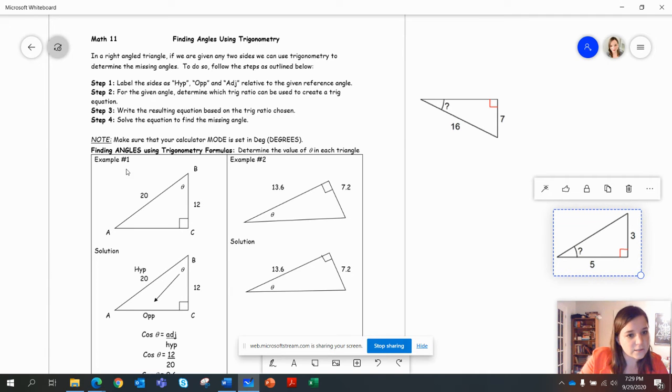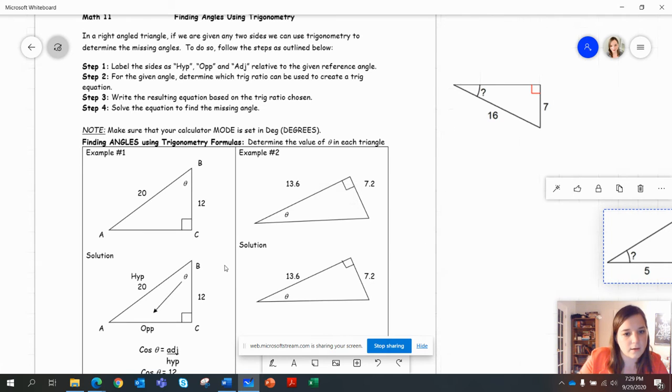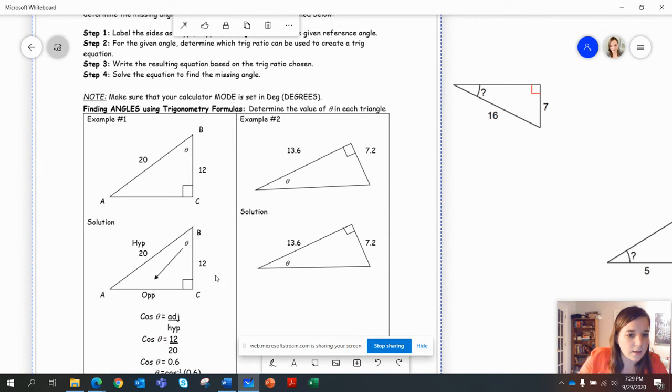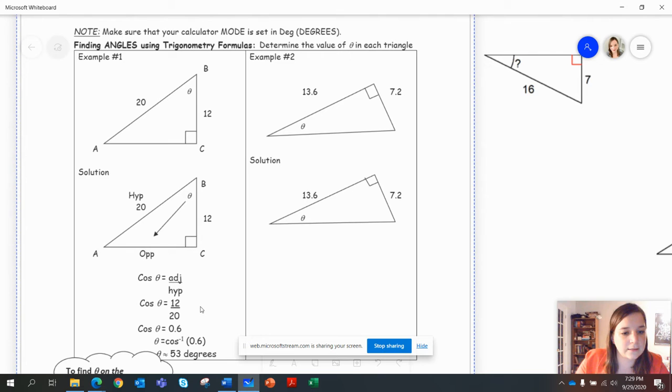So if we're using the first example that's here, example number 1, you'll see that we have the adjacent side and the hypotenuse. Because we have the adjacent and the hypotenuse, we are using cos to solve. So cos theta, cos x, however you want to write that. Cos theta is equal to the adjacent side, which is 12, over the hypotenuse, which is 20. Then you actually divide out 12 over 20. 12 over 20 gives you 0.6.